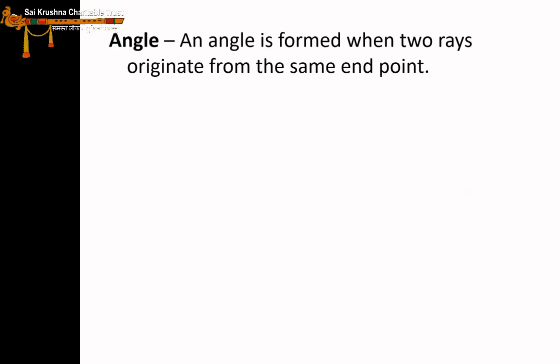An angle is formed when two rays originate from the same endpoint. Consider the figure here. Here we notice that ray 1 and ray 2 originate from the same vertex, or the same endpoint. When this happens, they give rise to an angle. Ray 1 and ray 2 are said to be the arms of the angle, whereas the endpoint is said to be the vertex of the angle.